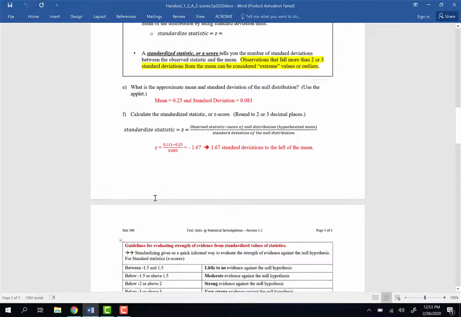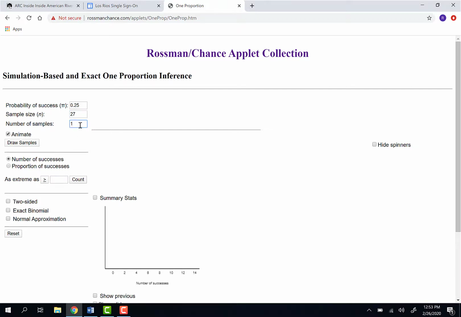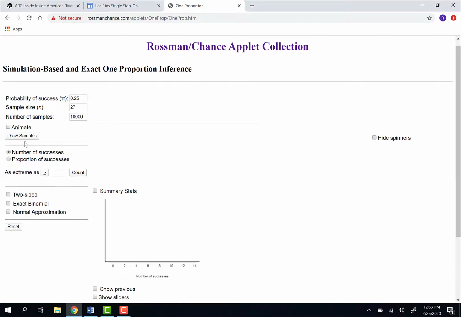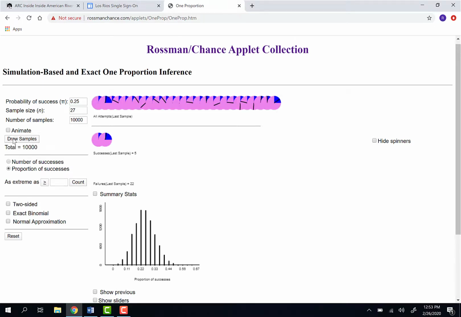And just to review how to do the one proportion applet, go to your applets, and for the tap water, there was 1 cup of hot tap water out of 4, so that means the probability is 0.25. There were 27 people at the festival, so we will change that to 27. I want to do 10,000 repetitions, so I'm going to put 10,000 there, no comma, and unclick animate so that things come out a little faster. The thing with the one proportion applet is you always want to make sure that you have proportion of successes clicked in. Then draw samples, and it gives us a nice and symmetric distribution.